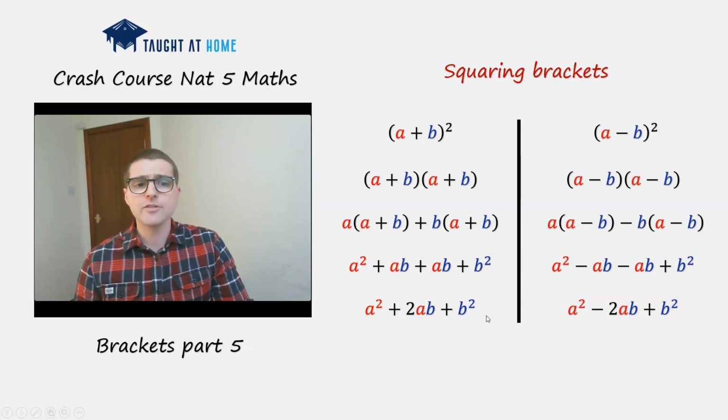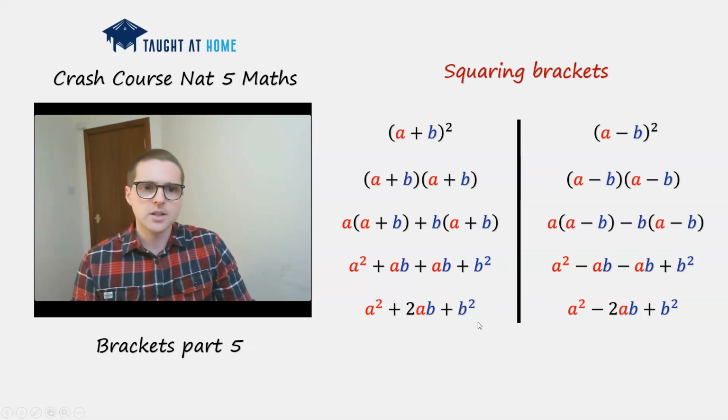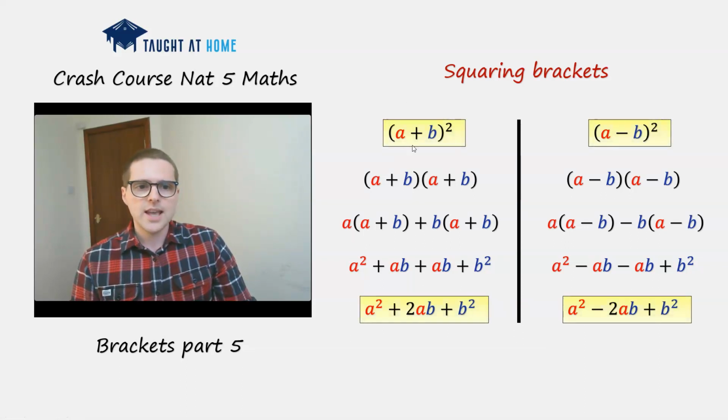And we get from this the identities. So when you see a plus b squared, you can either go through this process or you can remember the identities and go straight to the result. The same for a minus b. So the two differences here: we've got a squared plus 2ab plus b squared, and when you've got the minus here, we've got a squared minus 2ab plus b squared.